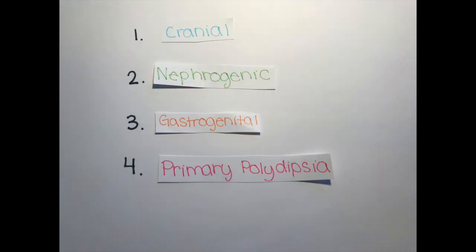The fourth is primary polydipsia. This causes large amounts of diluted urine, and the underlying cause is excessive fluid intake, which causes damage to the thirst center in the hypothalamus. For the sake of this project, we will only be focusing on cranial and nephrogenic diabetes insipidus.